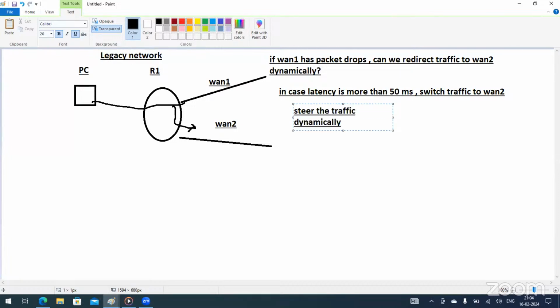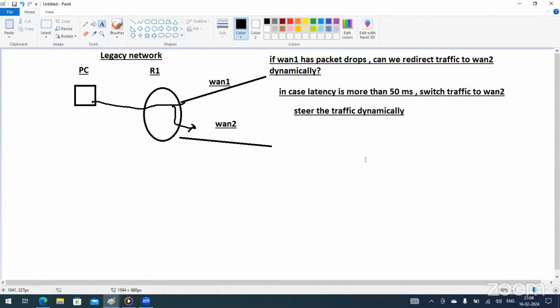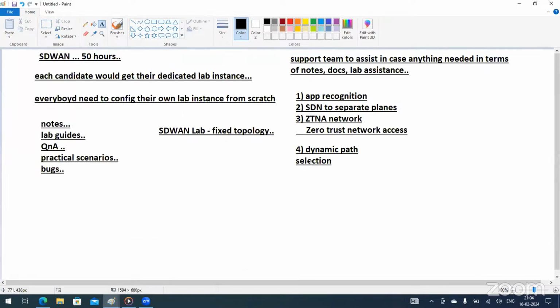dynamically. You need not log into the router to see that there are packet drops, then switch the traffic manually to the second link and keep monitoring for a few hours to see when the link is back with normal performance. There is no need for manual monitoring or manual tasks, right? It is a kind of automation where R1 would continuously monitor the performance of both the links, right? If there are three links, we can define the conditional decisions for three links, right? So this is the fourth advantage that we have, dynamic path selection, right?